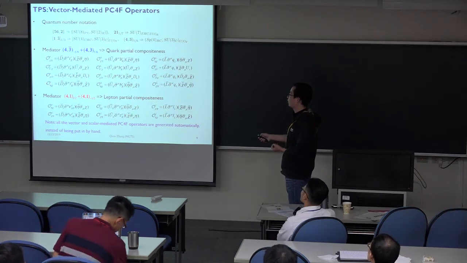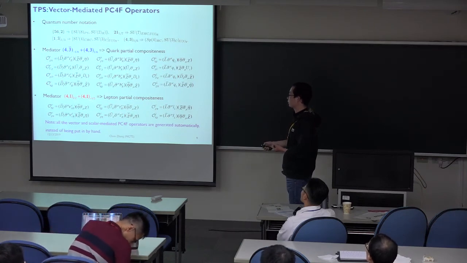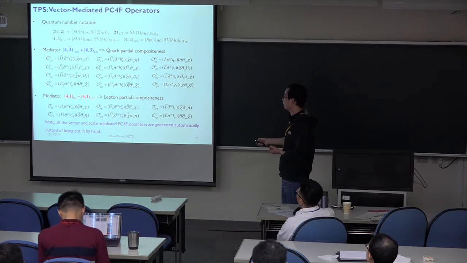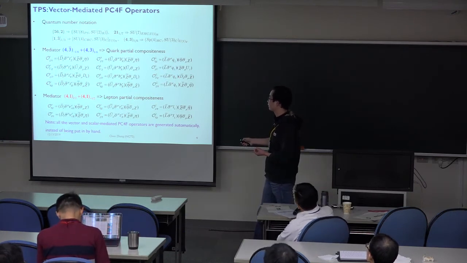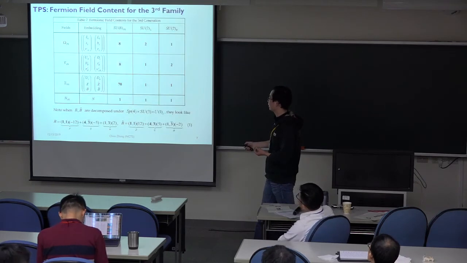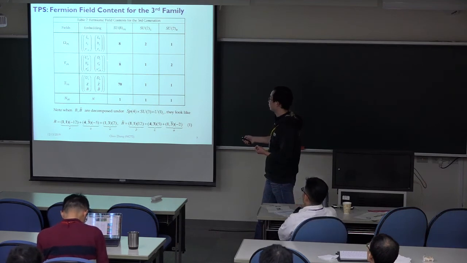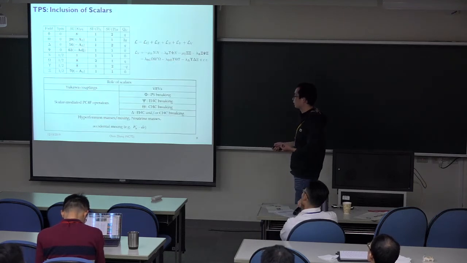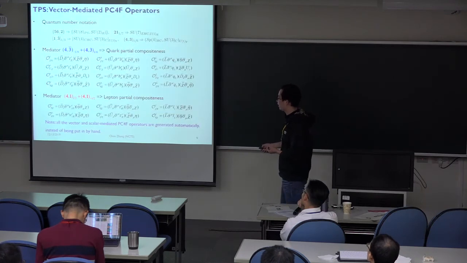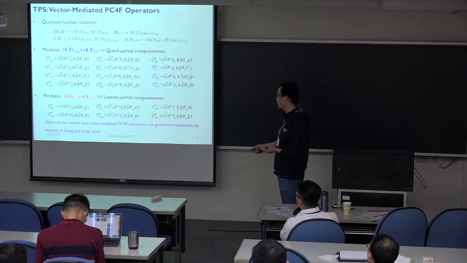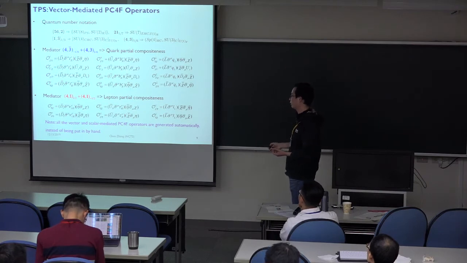And this one is responsible for quark partial compositeness, and this one is responsible for lepton partial compositeness. For example, let us take a look at these four-fermion operators. It is composed of this D T-bar, T R C, chi-bar, eta, and you can take a look at this table. For example, this massive gauge boson from SU(8) breaking will connect this D T and the T R C, and it will also simultaneously connect chi and eta here, and give you the desired four-fermion operators. All the vector and scalar mediated PC4F operators are generated automatically instead of being put in by hand.